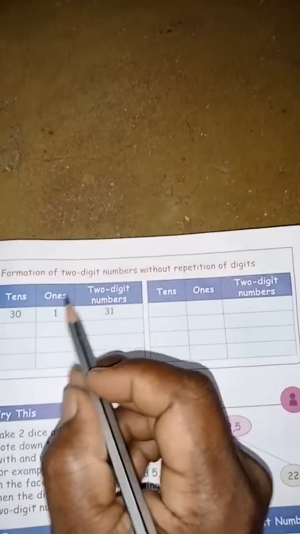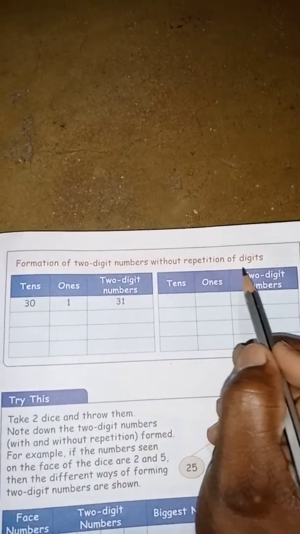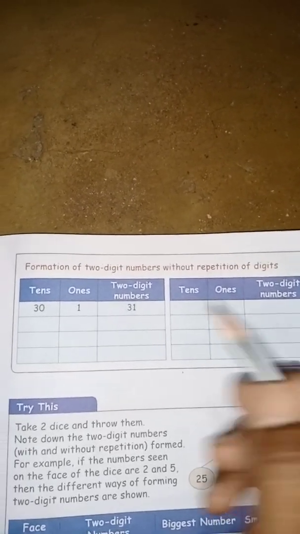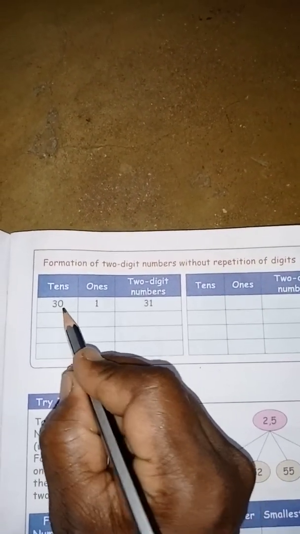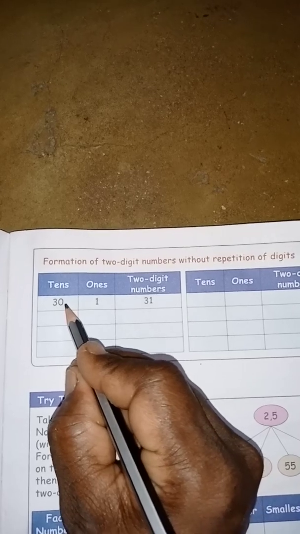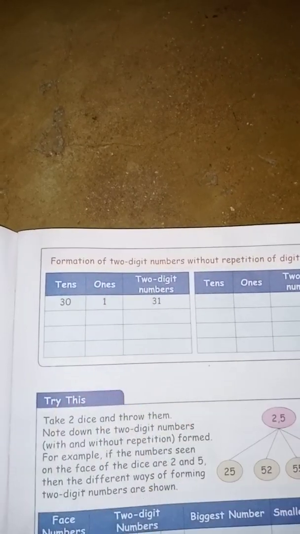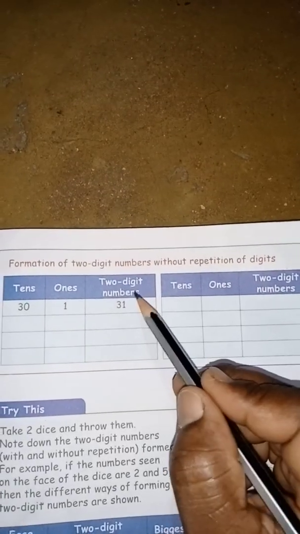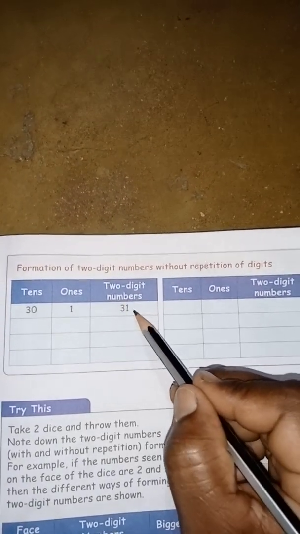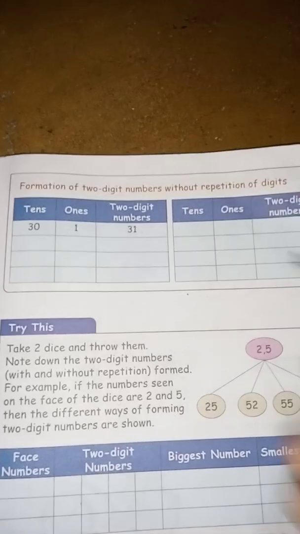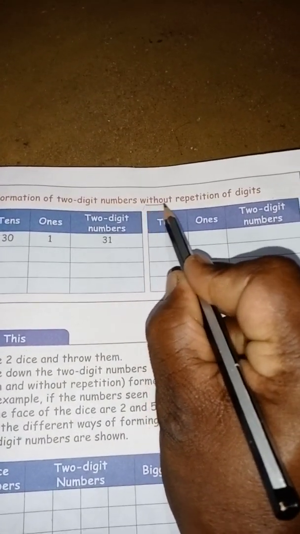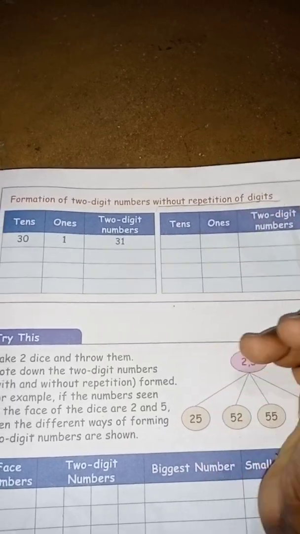We will see the next method now. Here is the formation of two digit numbers without repetition of two digits. Tens place 30 is selected from tens place and 1 is selected from ones place. Now the answer is the two digit number 31. Now we are going to do without repetition of two digits.